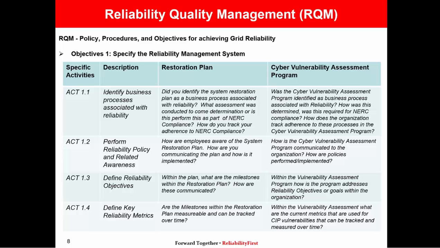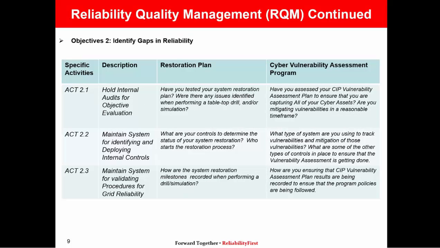So we have the second objective, which is identify gaps in reliability. This is where you would look at some of those processes and assess them to identify gaps and try to determine what type of controls might need to be added, subtracted, or improved upon.